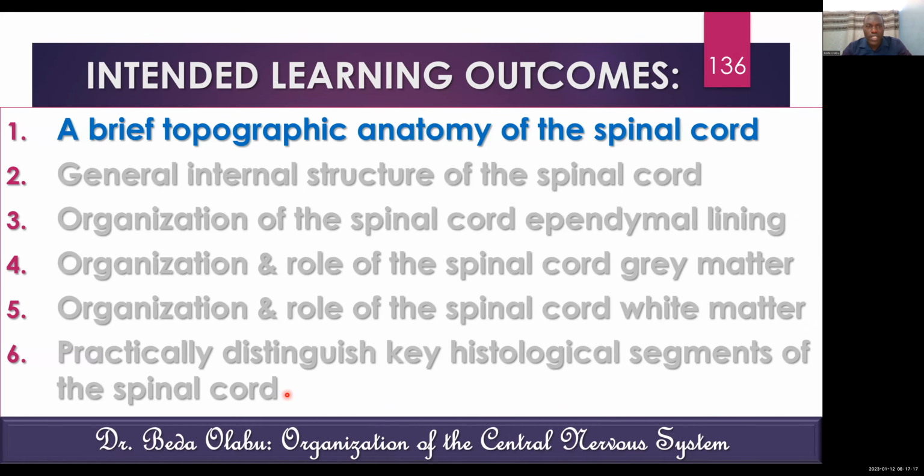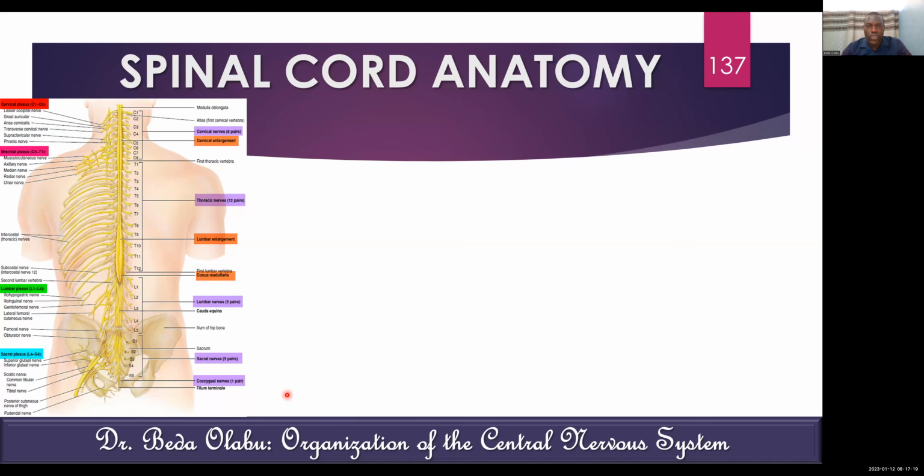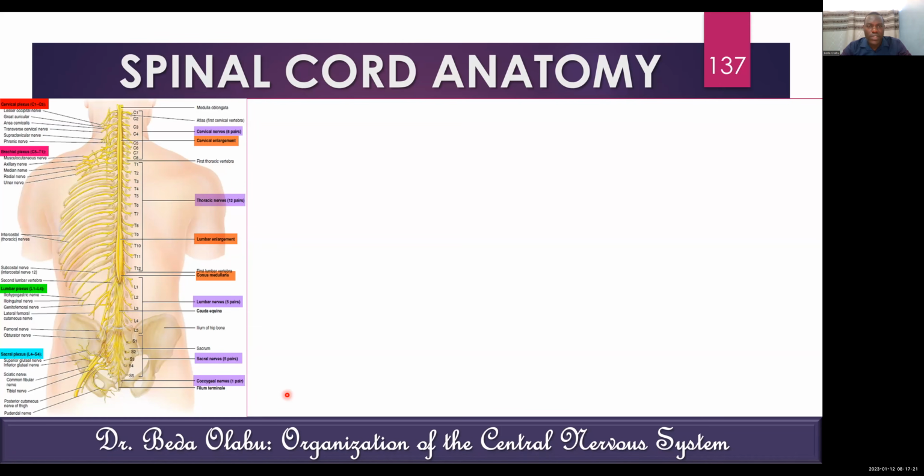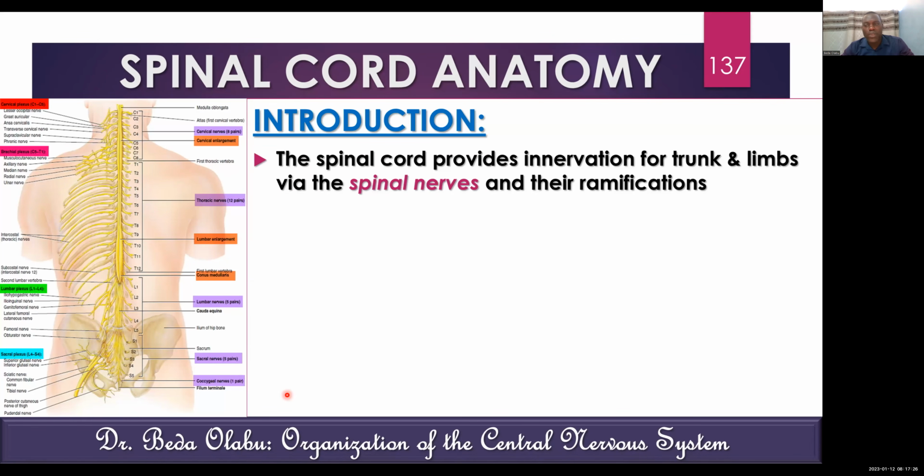So starting with the first agenda, which if you listen to the longer lecture is not really a hard concept. We know that the spinal cord provides innervation to the trunk as well as to the limbs. And this innervation is done by the different spinal nerves. So the spinal nerves come from the spinal cord and they ramify. Their branches supply different structures in the trunk as well as in the limbs.